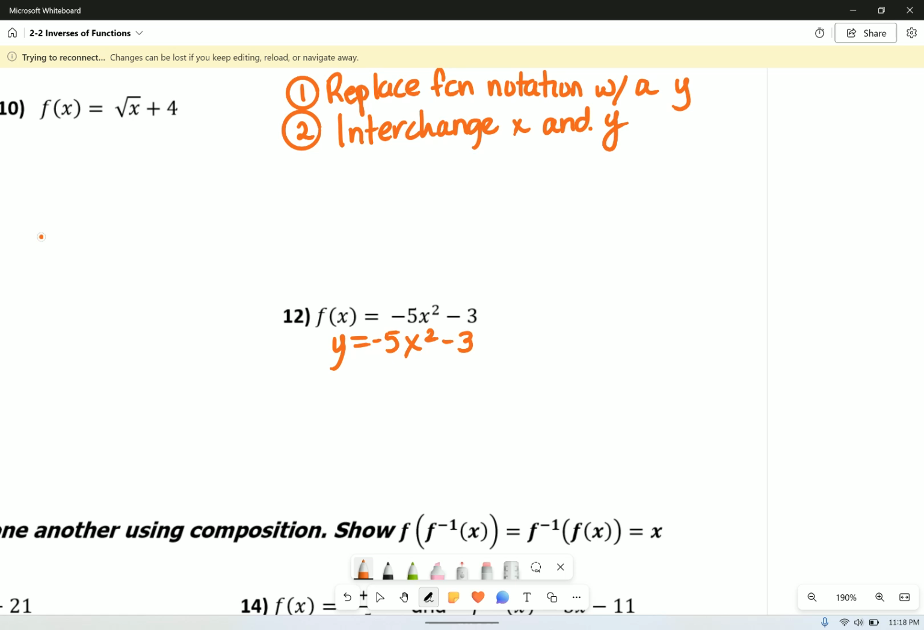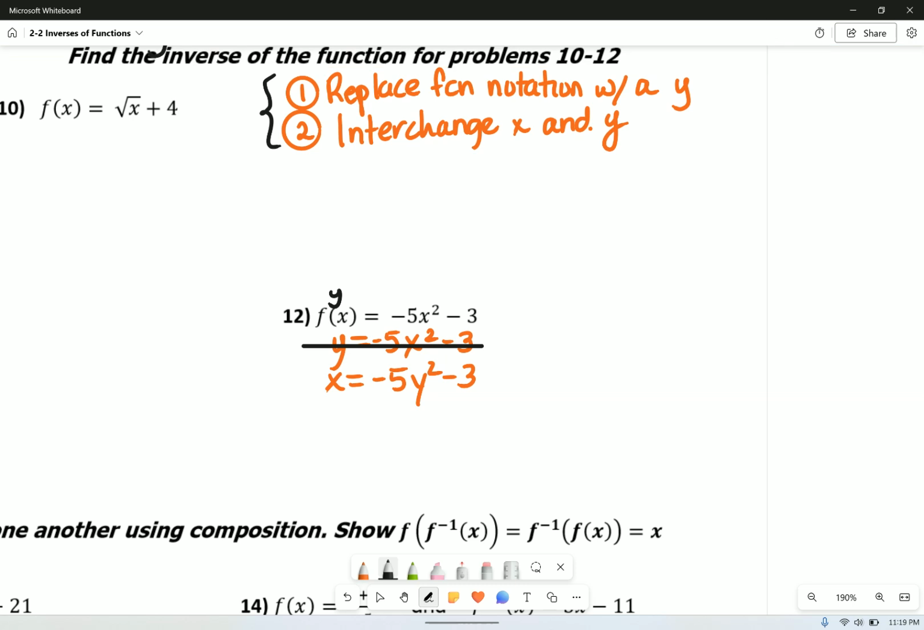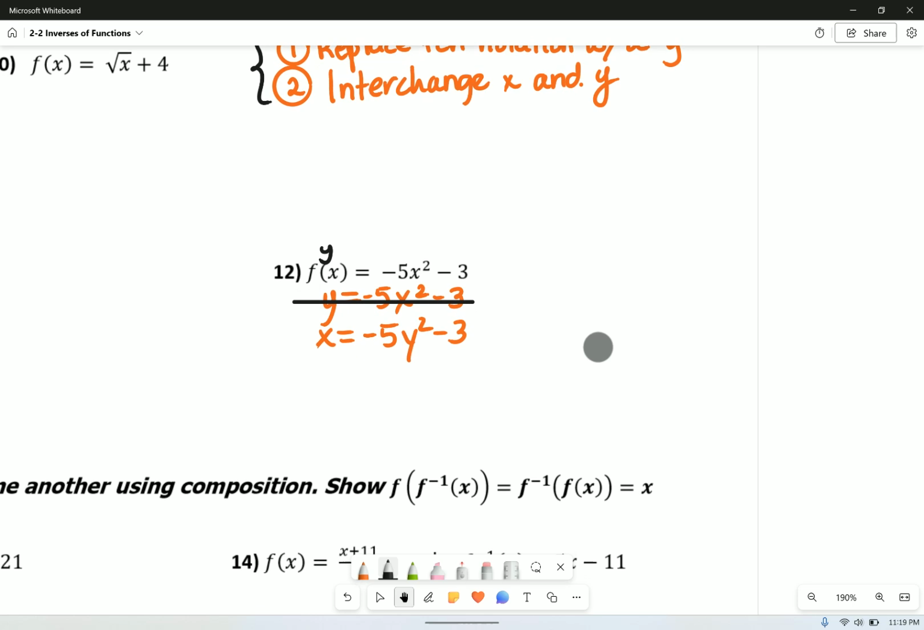So notice how I replace the f of x with a y. And then step number 2, I'm going to switch that x and y. The y now becomes an x. And the x becomes a y. Okay. Now some students ask, can I just go ahead and do both of those steps in one shot? Absolutely. Some students just skip this altogether. They recognize that the function notation is a y and they go ahead and just change it to an x immediately. So that's totally up to you.